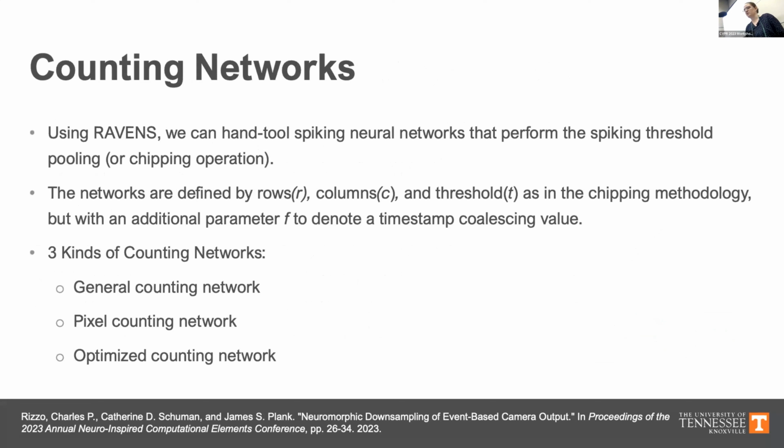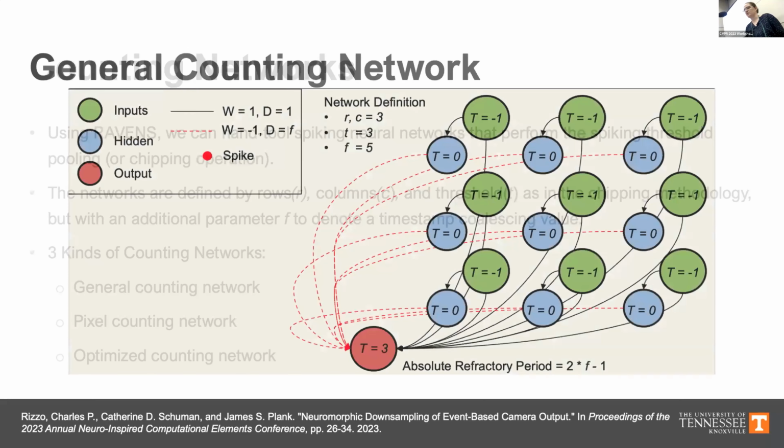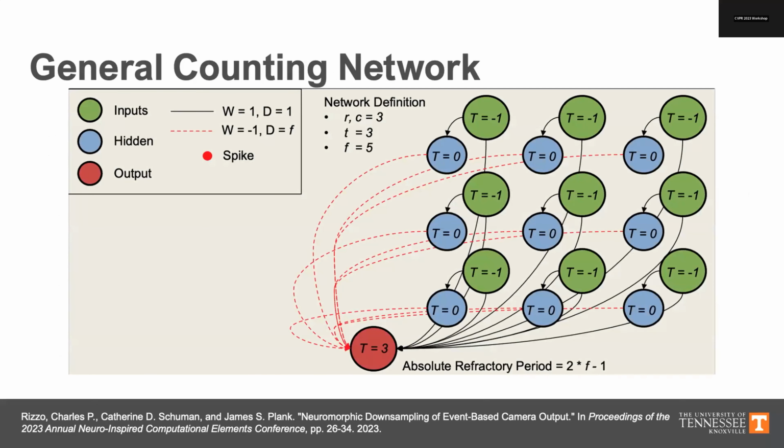So Charlie has developed what he's calling counting networks. These are hand-tooled spiking neural networks that you can deploy to neuromorphic systems that will do this neuromorphic downsampling. In this case, the networks are defined by the rows, the columns, and the threshold in the chipping methodology. And we also have an additional parameter, which is the time coalescing value. It's called F because it's almost turning them into frames, but we're not losing the timing resolution when we then feed them into networks. We have three kinds of counting networks: a general counting network, a pixel counting network, and an optimized network. This is what they actually look like.